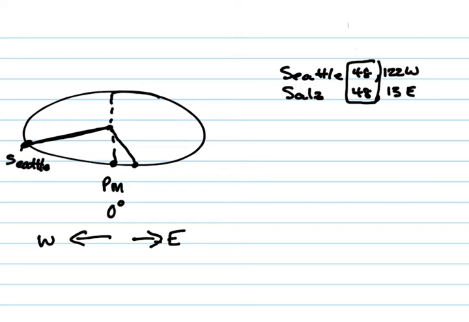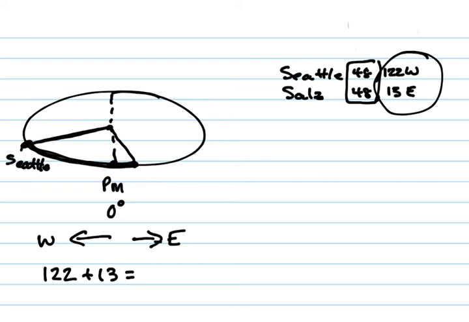Yes? Are they on the same side of the prime meridian, or do they cross the prime meridian? They cross it. So that means that I need this whole total distance. Therefore, I'm going to be taking those two angles of longitude and adding them together. So what is 122 plus 13 going to give me? 135. Thank you. And so that's my angular distance. That's this big angle here, 135.